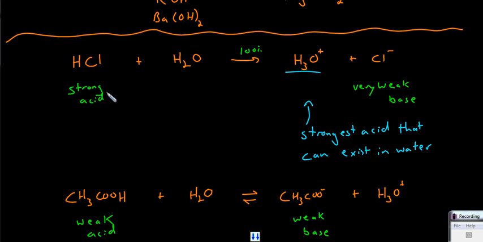Now, being that hydrochloric acid reacts 100%, this strong acid reacts 100%, the base left over must be very weak. That base left over is unable to react back in the reverse direction. So, in fact, that is an exceptionally weak base. The stronger the acid, the weaker the conjugate base.